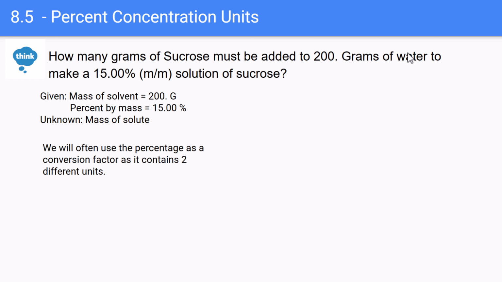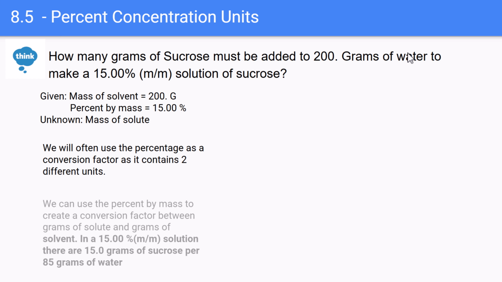We're going to use the percentage as a conversion factor as it contains 2 different units, but this time, I want you to think about this, it's not going to be 15 grams of solute for 100 grams of solution. It's 15 grams of solute per 85 grams of solvent or water. Again, that's the difference here. We're solving for solvent, not solution. So again, it takes a little more work to go through and figure out how we're going to plug these in and solve. The algebra is done the exact same way.